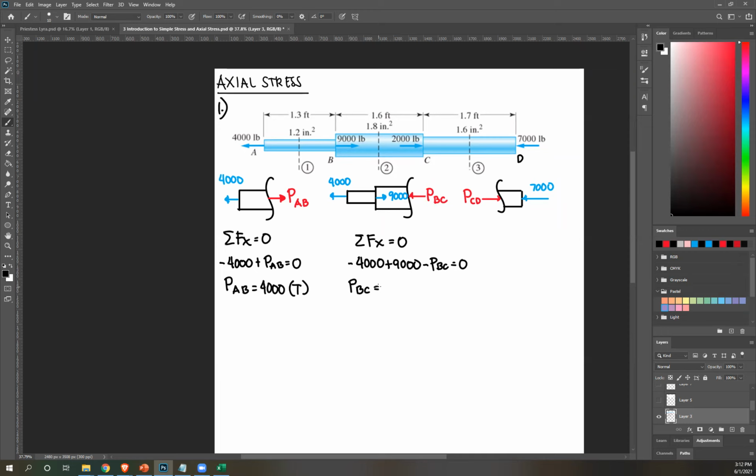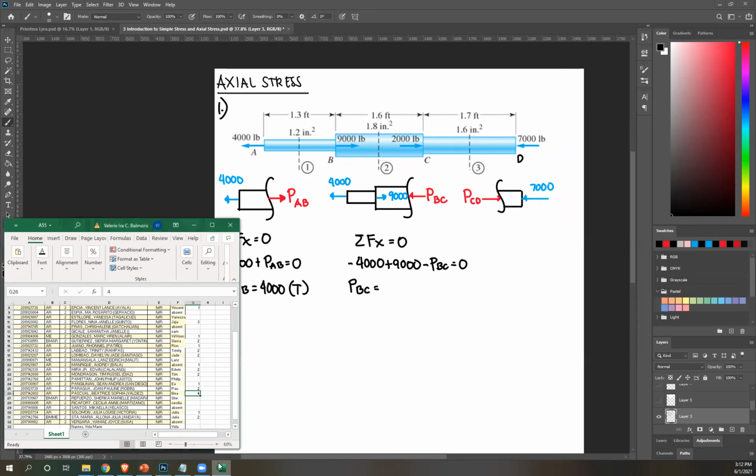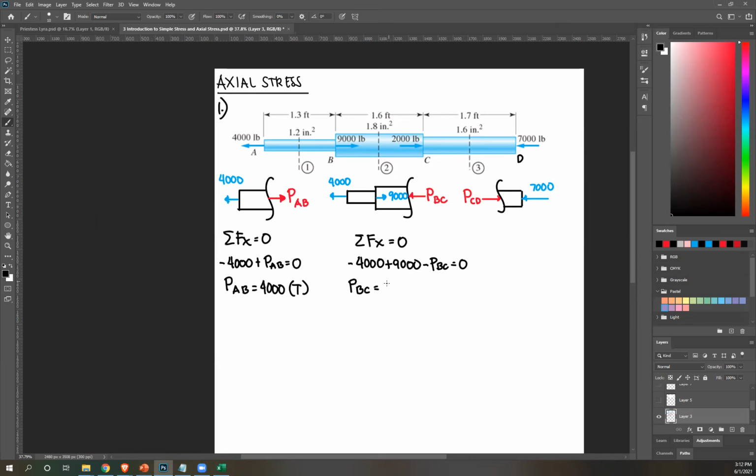Yeah, it's 5,000. Correct. Okay, it's 5,000. Positive. Therefore, correct assumption. It's towards your segment. Therefore, this is compression.